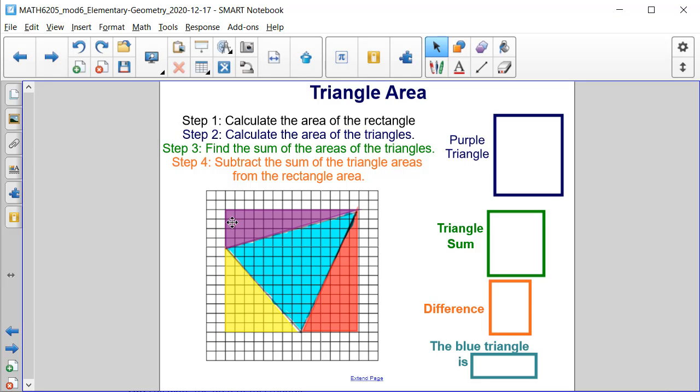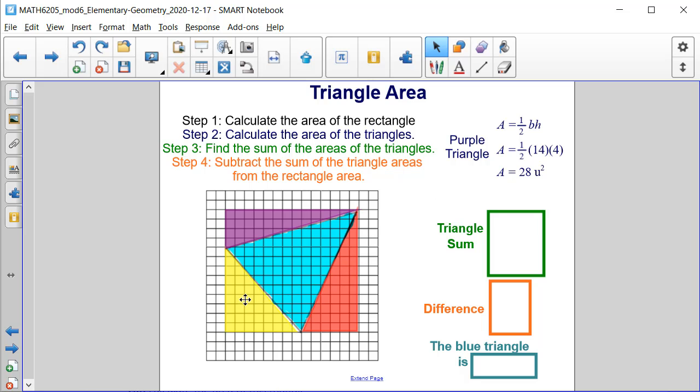Now let's continue and find the area of our purple triangle. Its base is of length 14, which is the length of the rectangle, and its height is 1, 2, 3, 4. So 1/2 of 14 times 4, and half of 14 is 7. 7 times 4 is 28. So the purple triangle has an area of 28 square units.